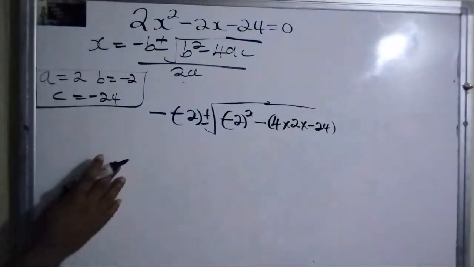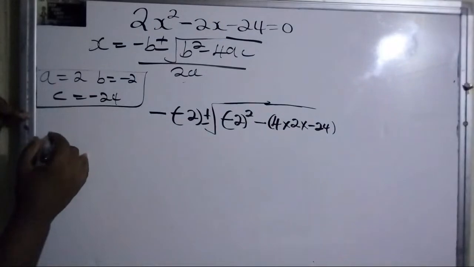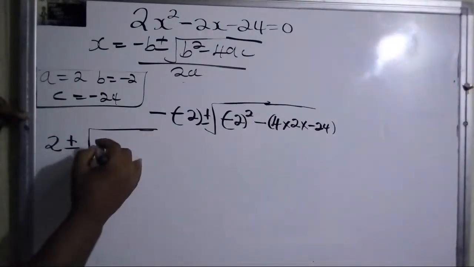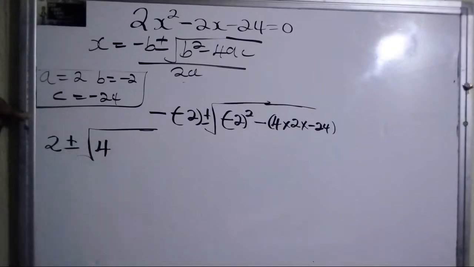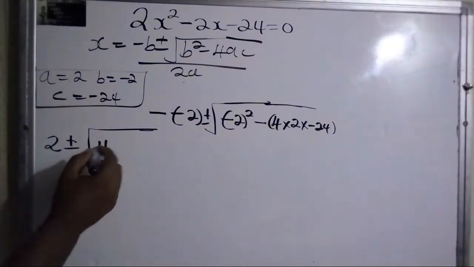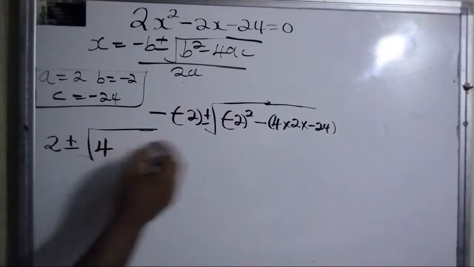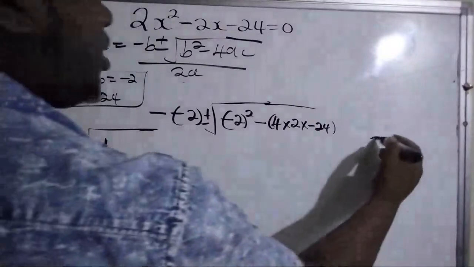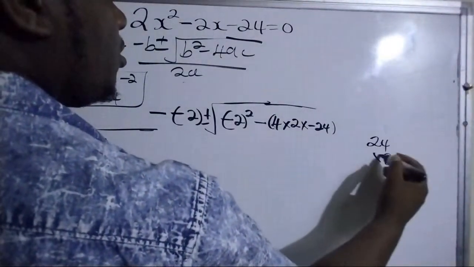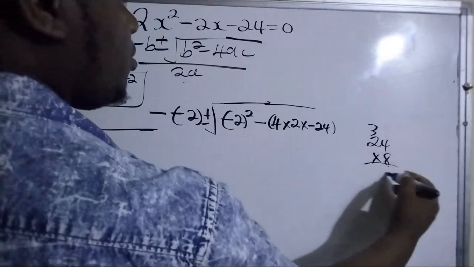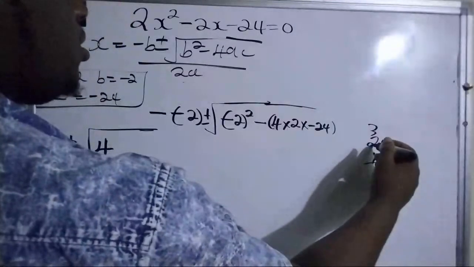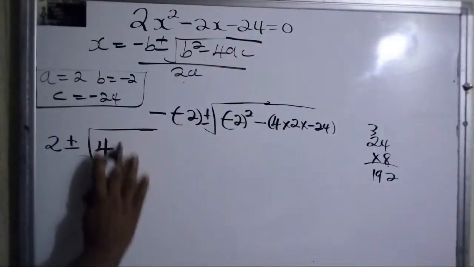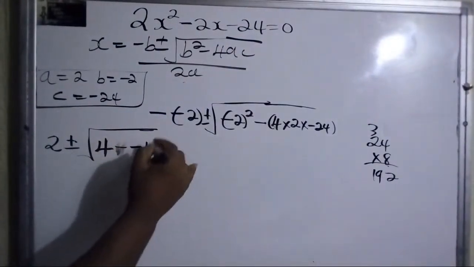Let's tidy up now. This is going to become positive, negative times negative, so we have 2 right there, plus or minus. 2 times 2 is 4. Whenever you square a number, it's always positive. Alright, so we have 4 times 2 is 8, so it's going to multiply 8 by 24. So 8 times 4 is 32, 8 times 2 is 16, and that's 192. So this now is going to give us minus minus 192.